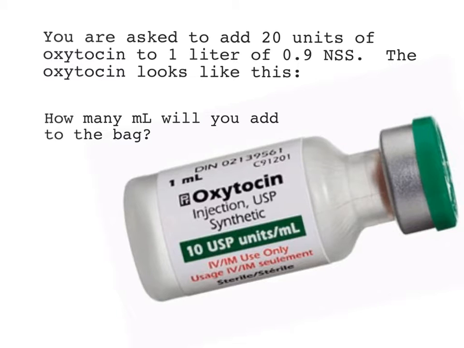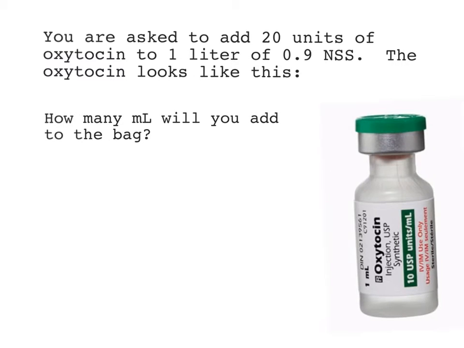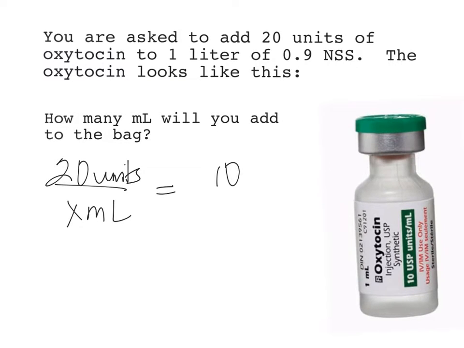You can use it IV or IM. We need 20 units in a bag of normal saline. Okay, so how many mLs will you add to the bag? Very simply, 20 over X mLs equals 10 over 1 ml.